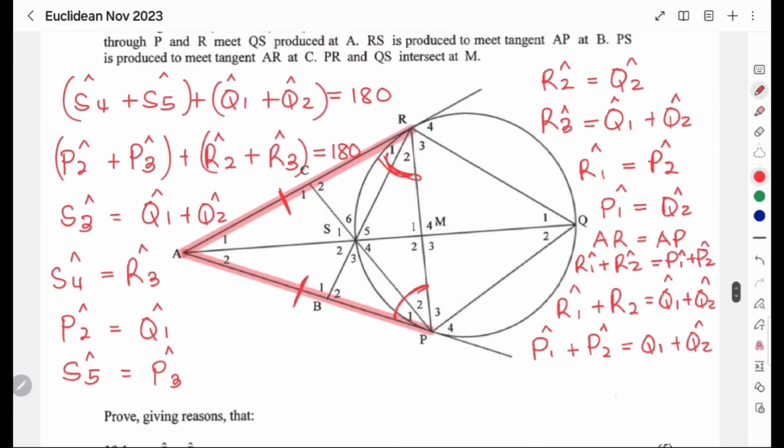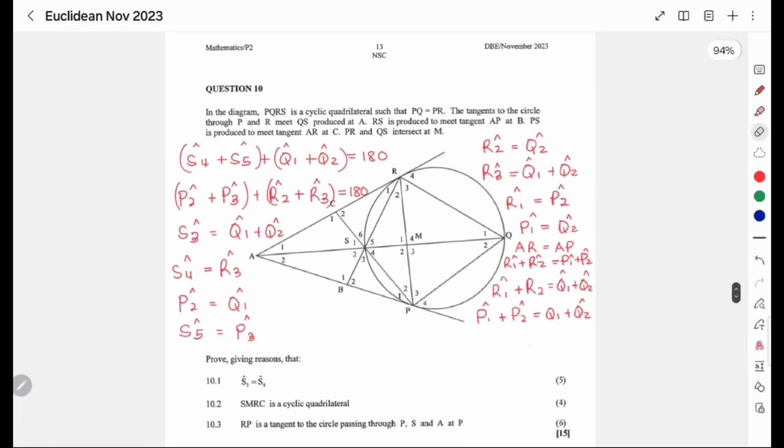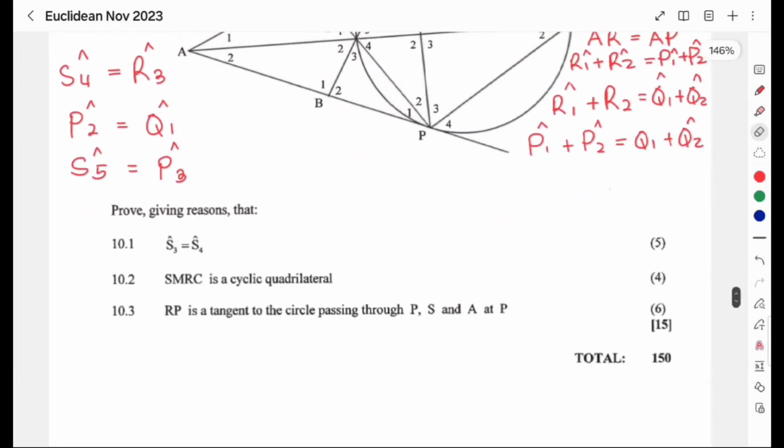And that is it. So these are all the reasonings that I can see so far. So we are going to make use of most of them, if not all of them, when trying to calculate question 10.1, 10.2, and 10.3. Now, question 10.1 states, prove giving reasons that S4 is equal to S3.